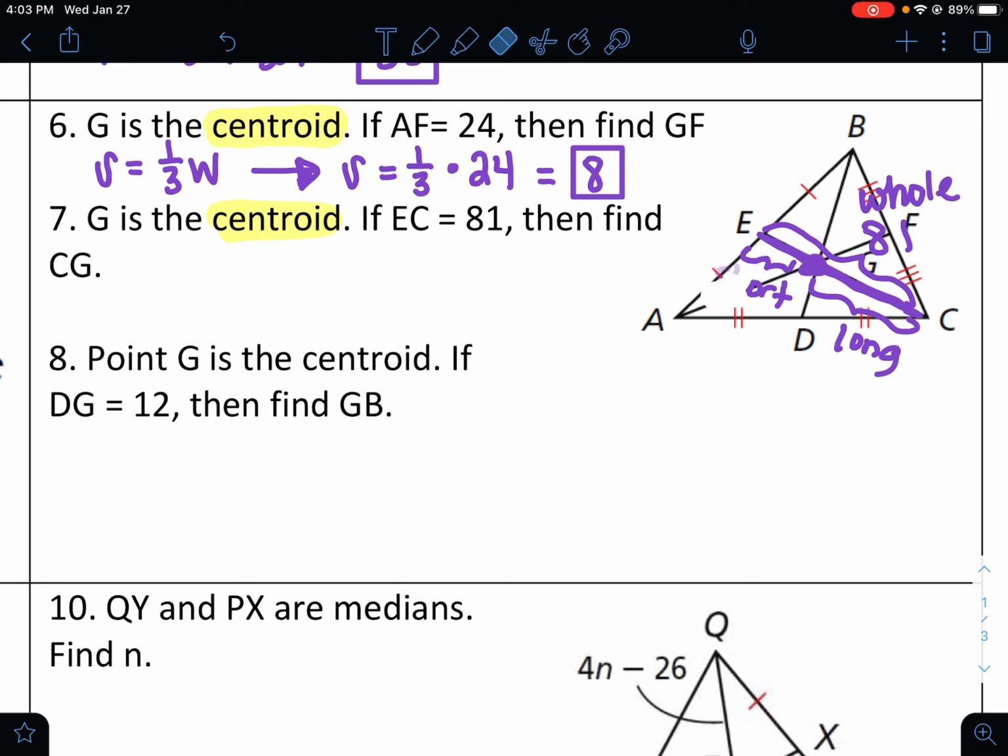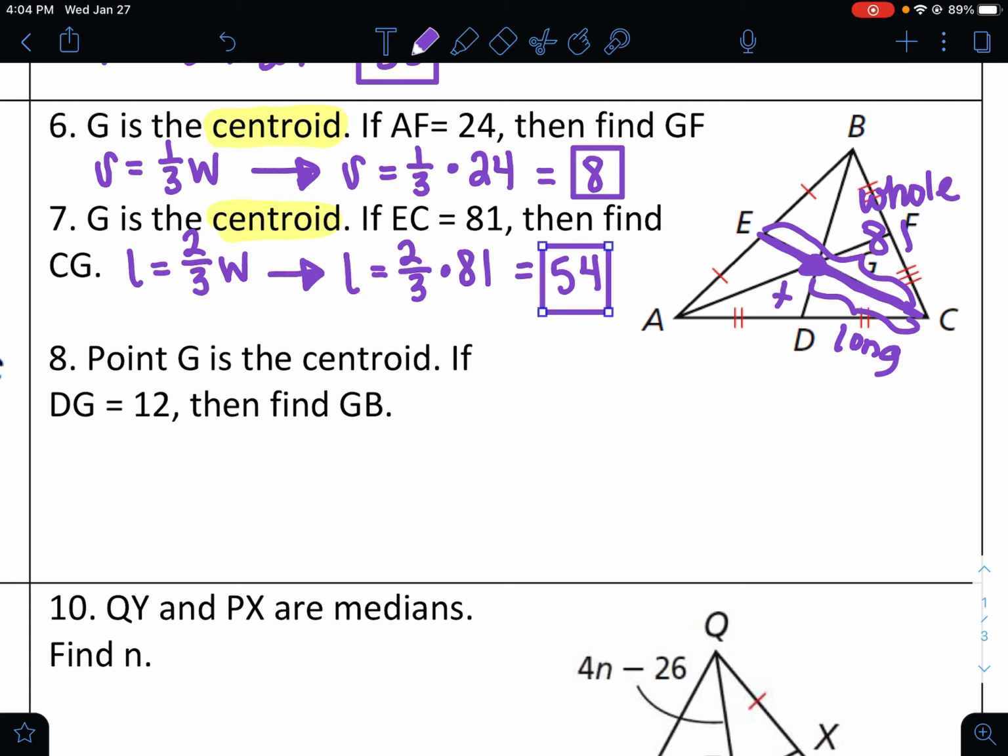The question does not ask us about the short part. It asks us about GC or CG. All right, so this problem is asking us for the long and the whole. It's referencing the long side and the whole thing. So the only equation that has both of those would be this equation. Excuse me, that is a mistake. Long equals 2/3 whole. All right, so if we plug in what we know, we don't know the long side yet, but we do know the whole thing is 81. And once we do that, we get that the long side is 54. So 2/3 times 81 is 54.